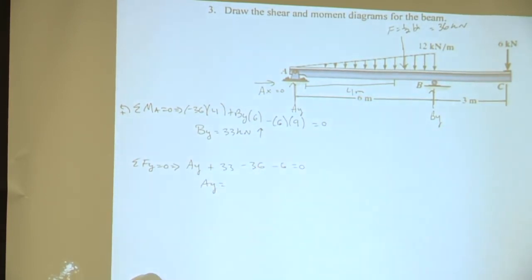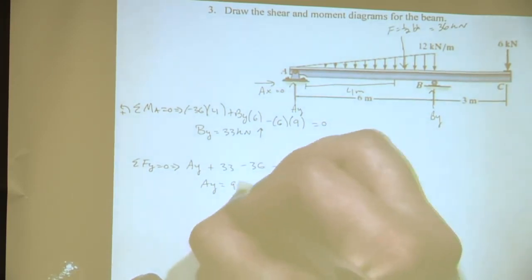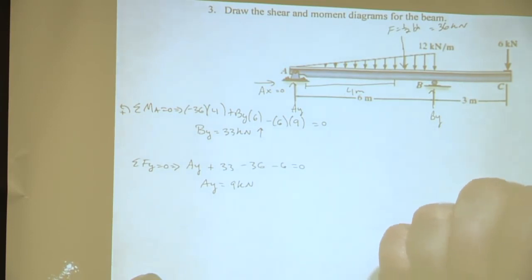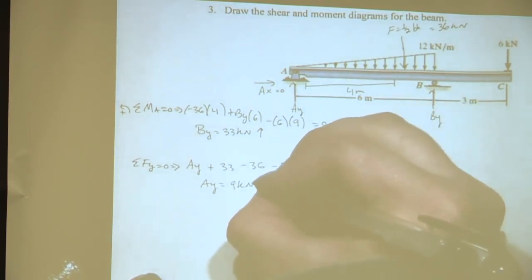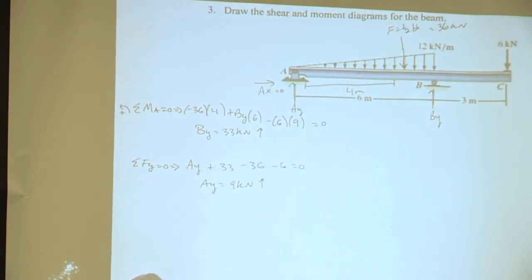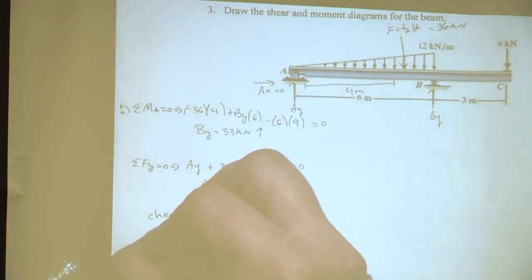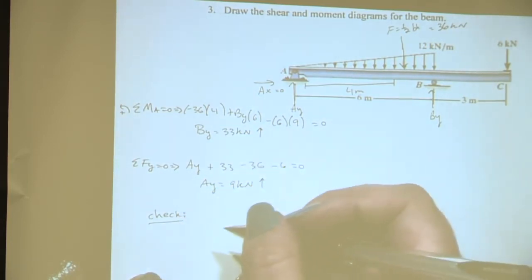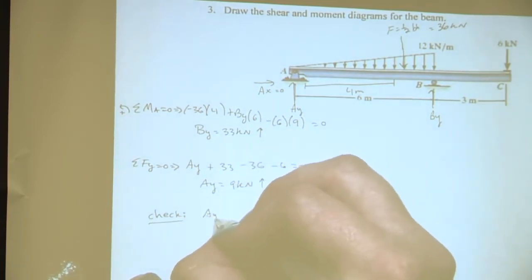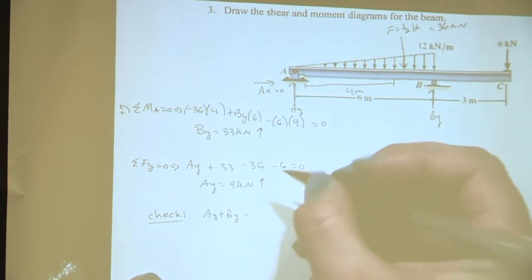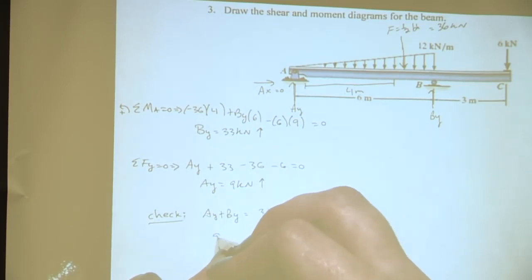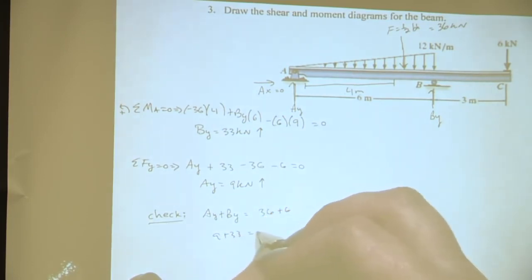And then what will that give you for AY? 9. And it's positive, so what does that mean? Awesome, so our orientation was correct. It's actually going up. And then what's a quick way to check to make sure that these values make sense? Awesome, so all of the down forces should equal all of the forces going up. So then we would have AY plus BY should equal 36 plus 6. And then so 9 plus 33, does that equal 36 or 36 plus 6?